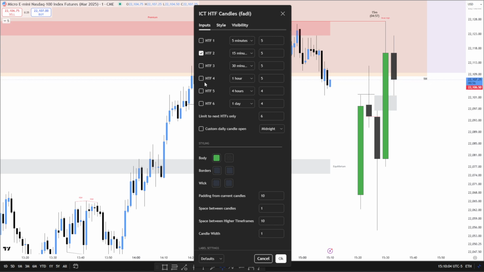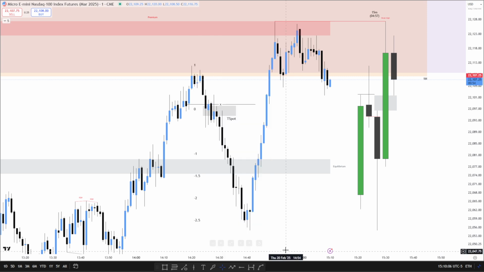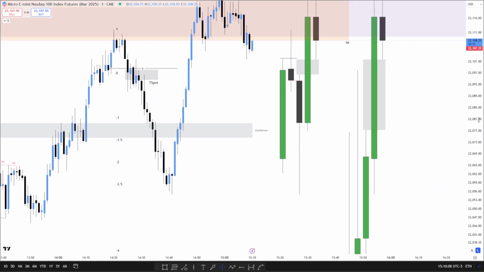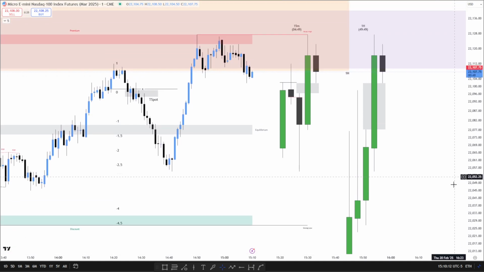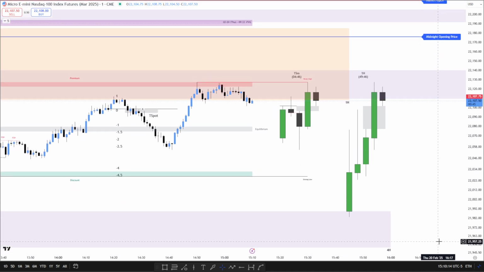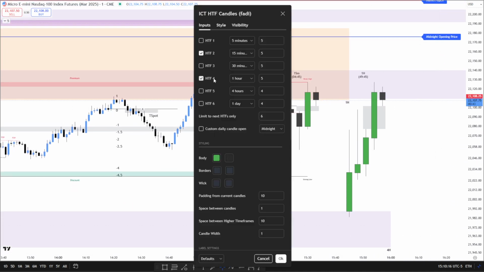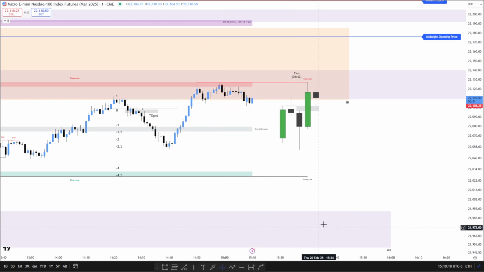I usually have the 1 hour displayed as well, but because we've had such a crazy day in terms of price action, I don't want to bring my monitor way down to do all this. So I've simply turned the 1 hour off for right now.